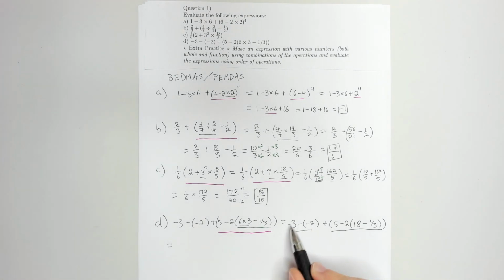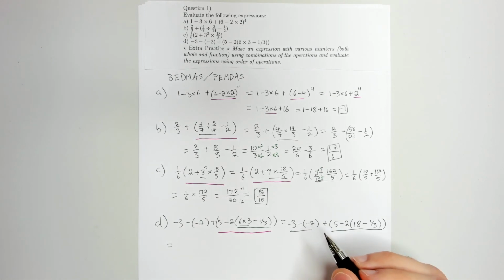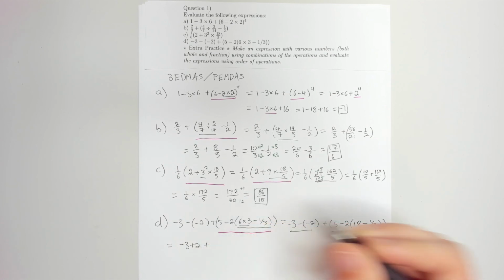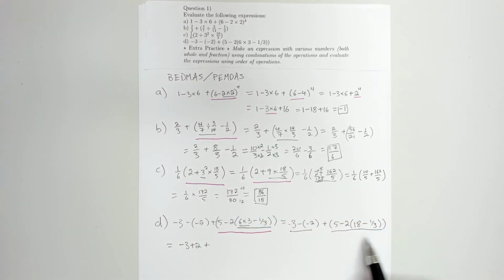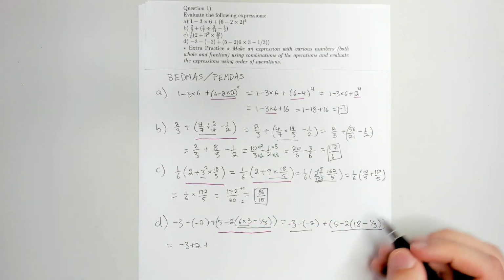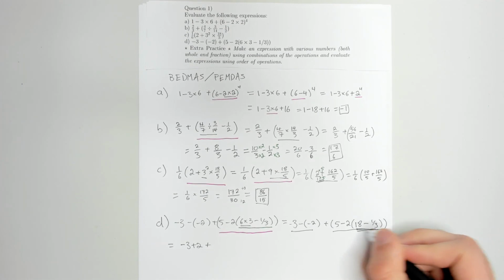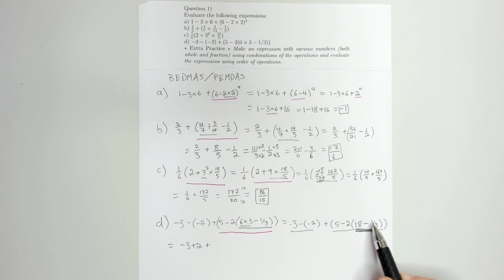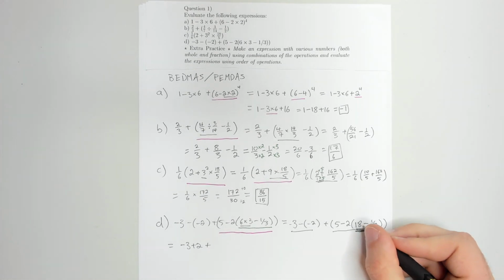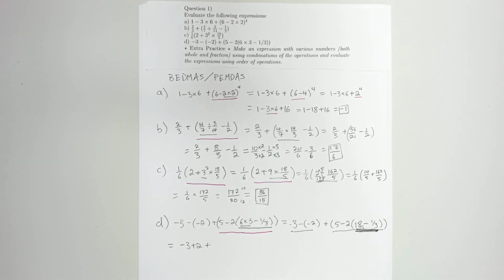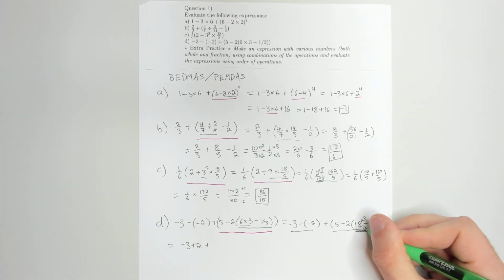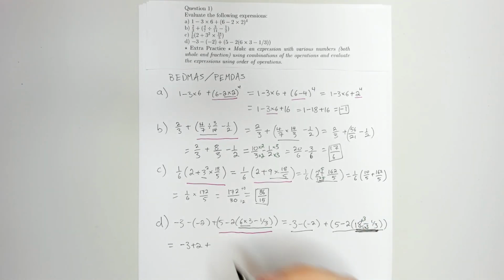So we can do this 3 minus negative 2, and remember that subtracting a negative is the same as addition, right? So this becomes negative 3 plus 2. So we've simplified that a little bit, and now we can focus on this statement again. We still have this part on the inside with the parentheses here. So we should be focusing on 18 minus a third. So this is the same as 18 over 1, and making a common denominator of 3. Let's see what that gives us.